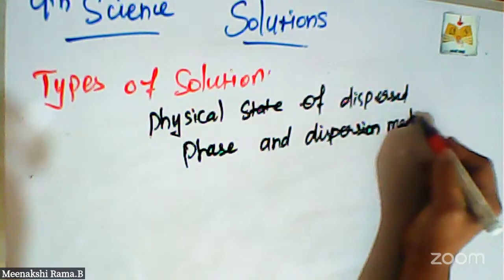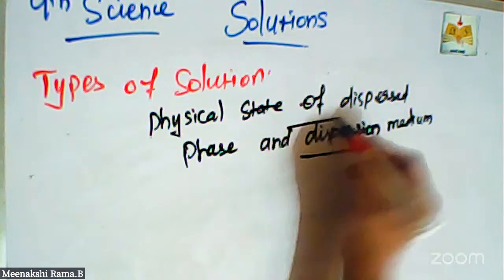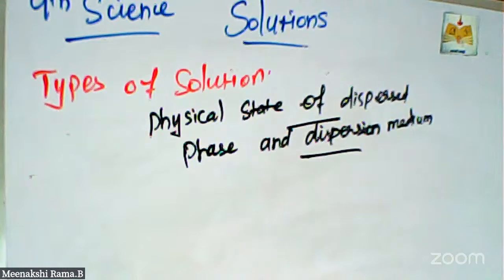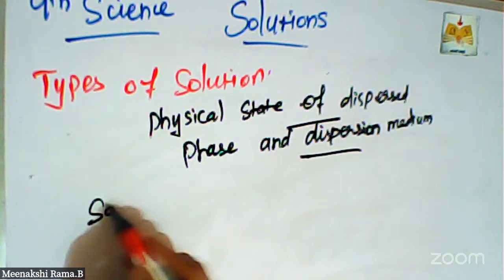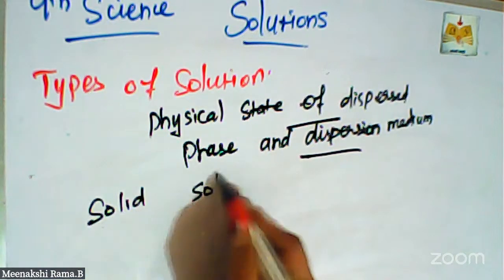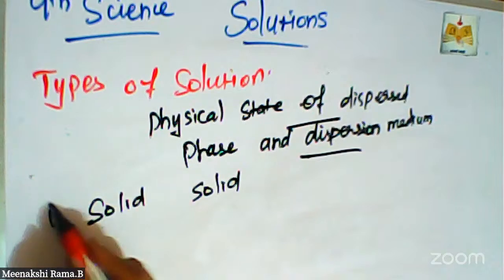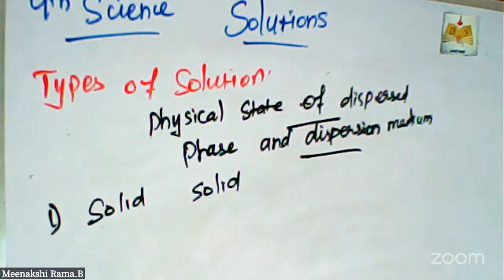So in this category, we can classify the solution into 8 kinds. What are they? First one is solid and solid. Solid and solid means the solid materials: metals, alloys, gems, and glass materials. These are all examples of solid and solid.